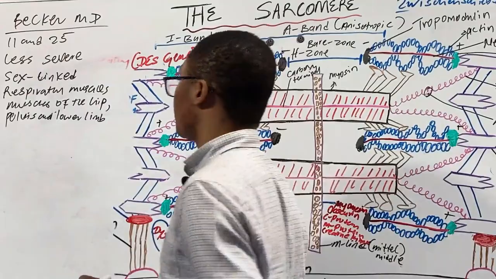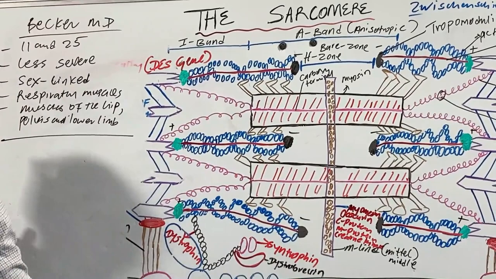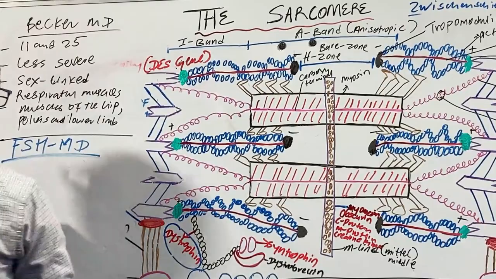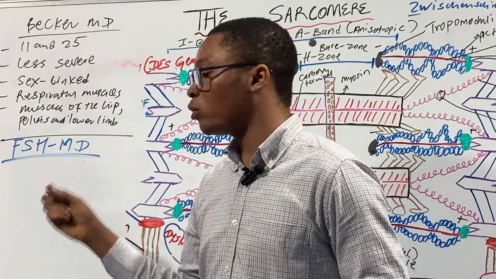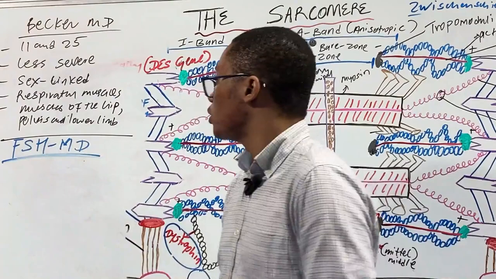All right, so let's move now into the fascioscapulohumeral muscular dystrophy, which I'm abbreviating FSH. What comes to your mind? Fascioscapulohumeral muscular dystrophy is a muscular dystrophy that affects the muscles of the face, the muscles of your scapula, and the muscles of your upper arm. So that's just it. This is also called Landouzy Dejerine syndrome.